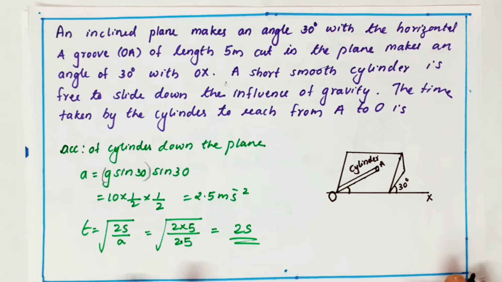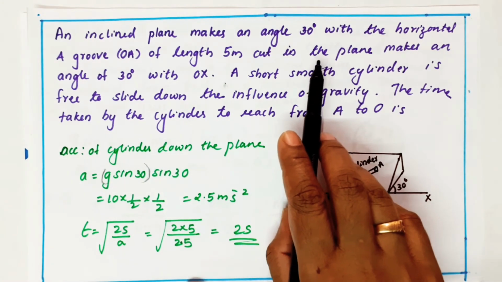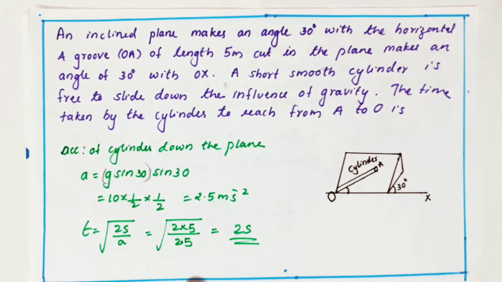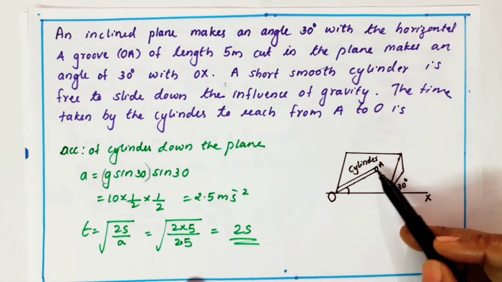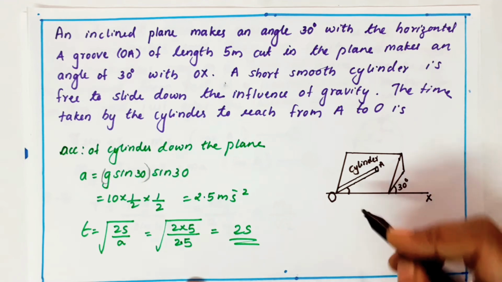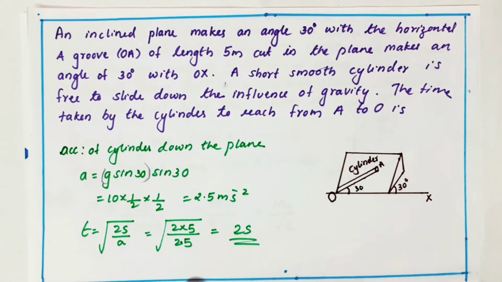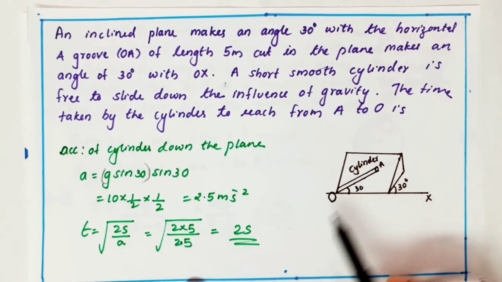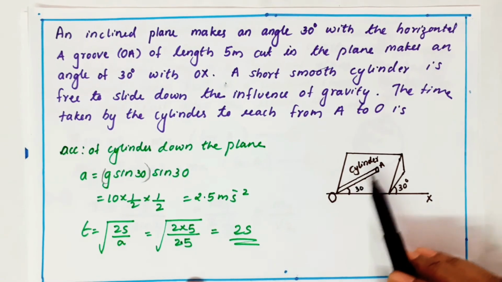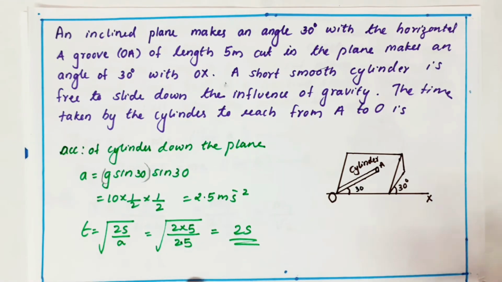Now, an inclined plane makes an angle 30 degree with the horizontal. A groove OA of length 5 meter cut in the plane makes an angle 30 degree with OX. A short smooth cylinder is free to slide down under gravity. The time taken by the cylinder to reach from A to O. Here there is a groove. From the groove a cylinder is coming down. What is the time taken?